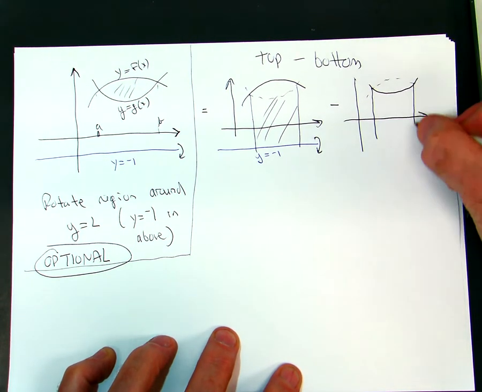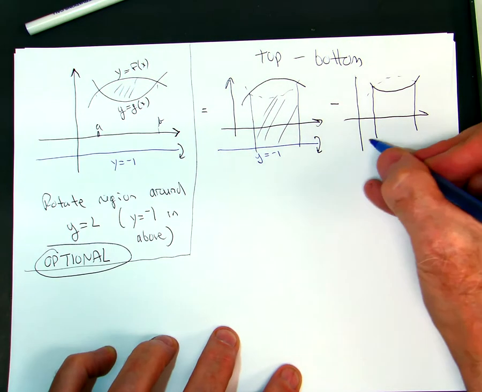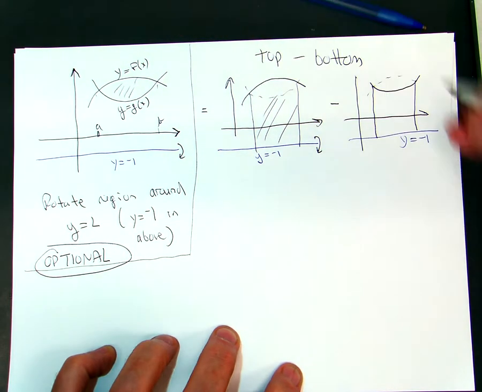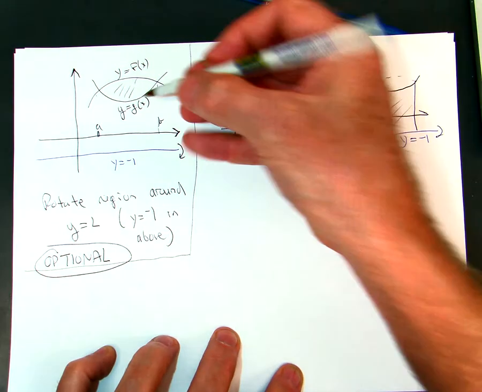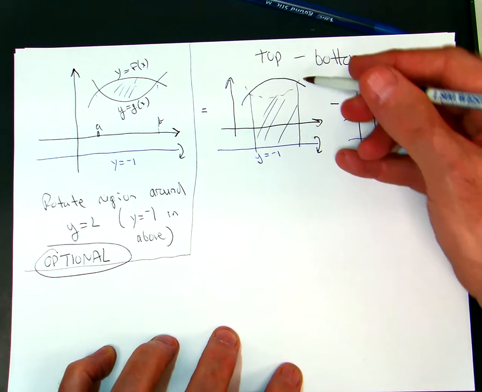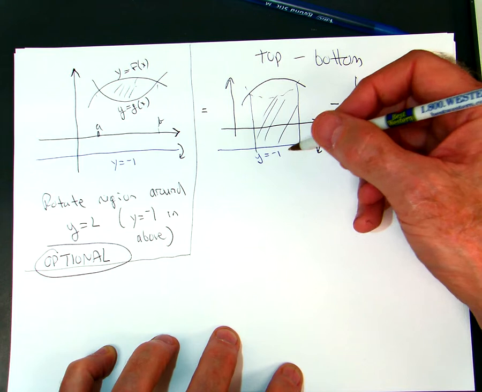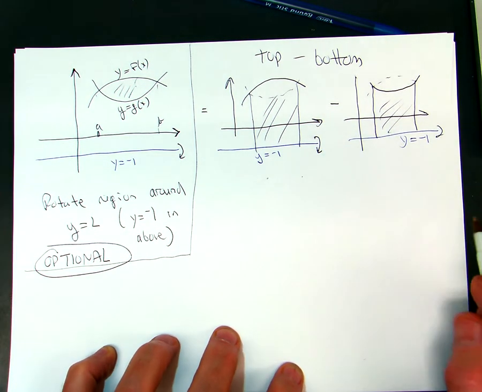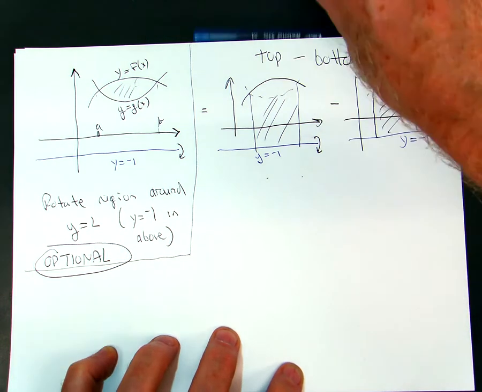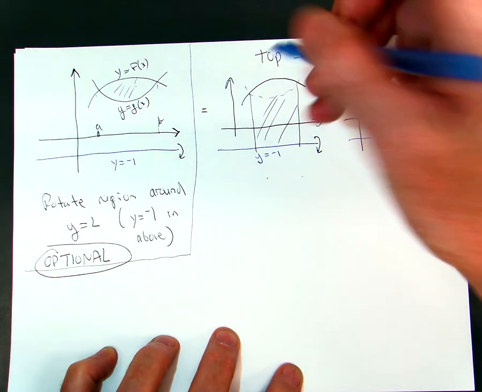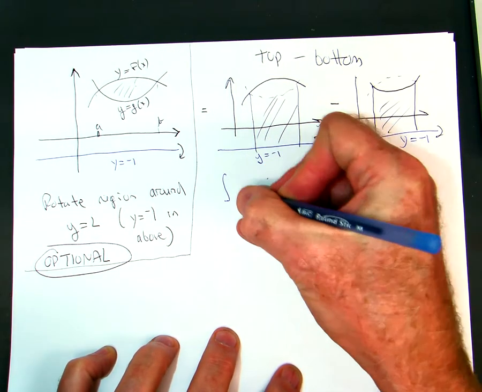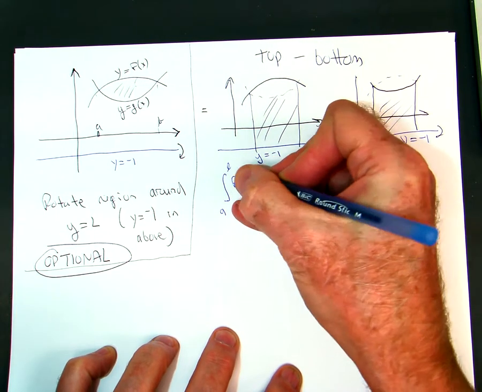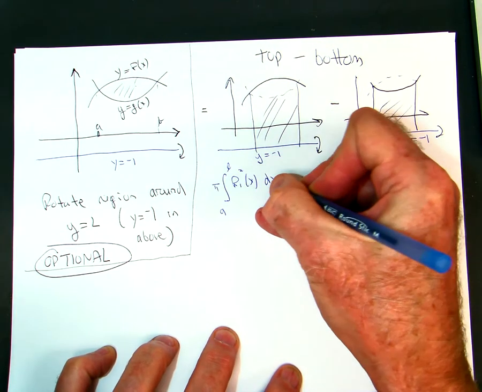Here, let me draw that here. So how do I find this region around this axis? Well, I extend this one all the way down, just like we did in class. And then I figure out what this volume is, and I subtract it from that. So the question is, what do I subtract? So I'm going to use this idea. And over here, I'll use this one.